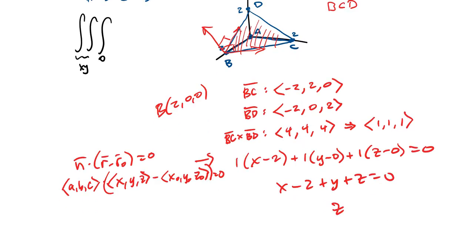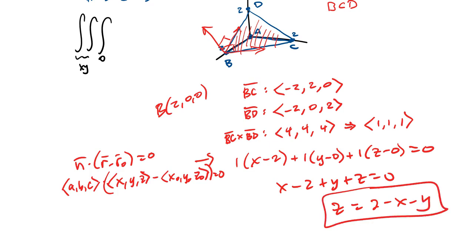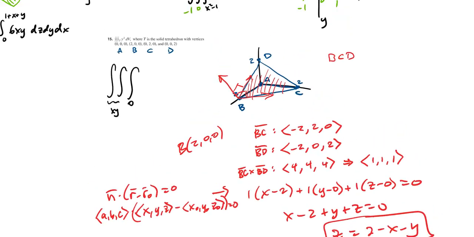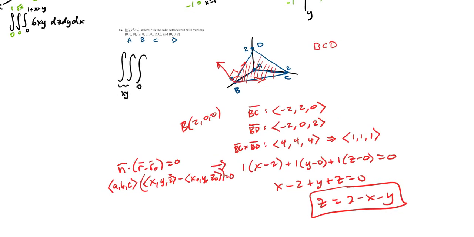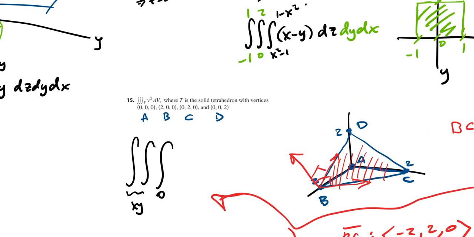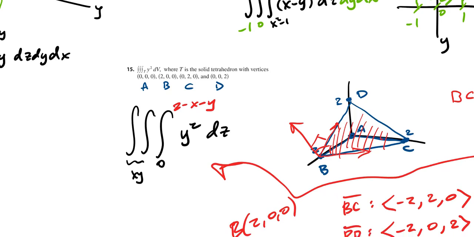And so it looks like z equals 2 minus x minus y is the equation of that plane. So what's happening in the z direction is it's going to go from 0 to 2 minus x minus y. And so we plug in that y squared piece, which is the actual function itself. This is now dz.